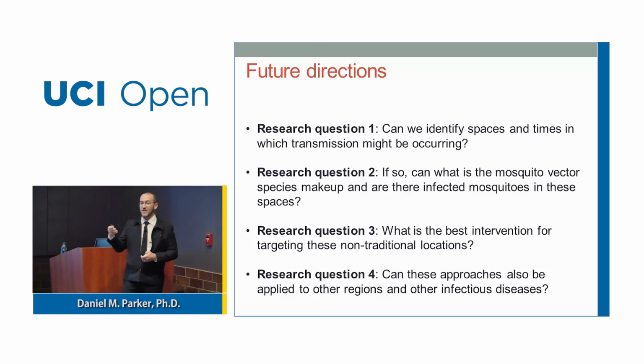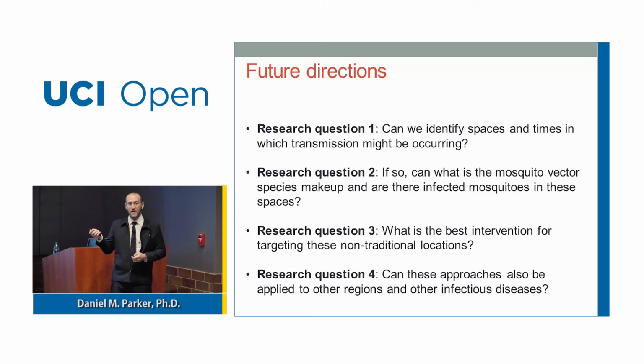If so, what mosquito vector species are out in those places? Because I expect they'll be different than what's in the village. And are those mosquitoes infected? And then, if we can narrow down these danger spaces, what's the best intervention? Do we need to talk people into wearing insecticide-treated clothing? Do we need to set a malaria post up in the forest or in the farms? And start to think about how to disrupt transmission when we find where it's happening.